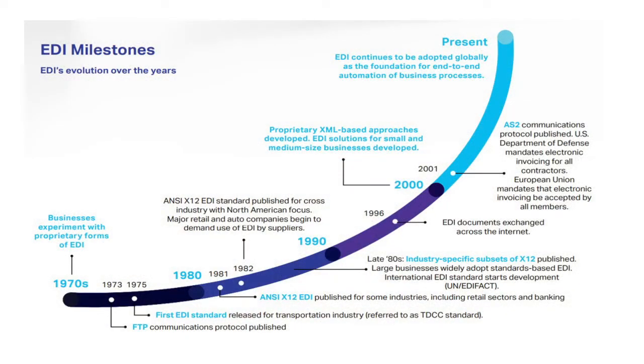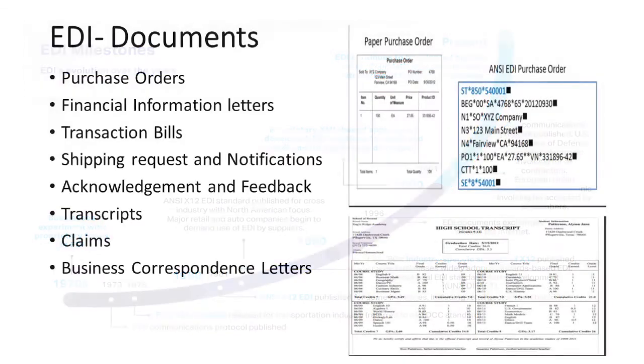The milestones of the EDI procedure: it was started in 1970. So overall 50 years back. Presently most of the EDI documents are purchase orders, financial information, transaction bills, shipping requests and notifications, acknowledgements, feedback, transcripts, marks memos. Okay, see in the example. Second example, this is marks memos, claims, business correspondence, letters. EDI documents are over.